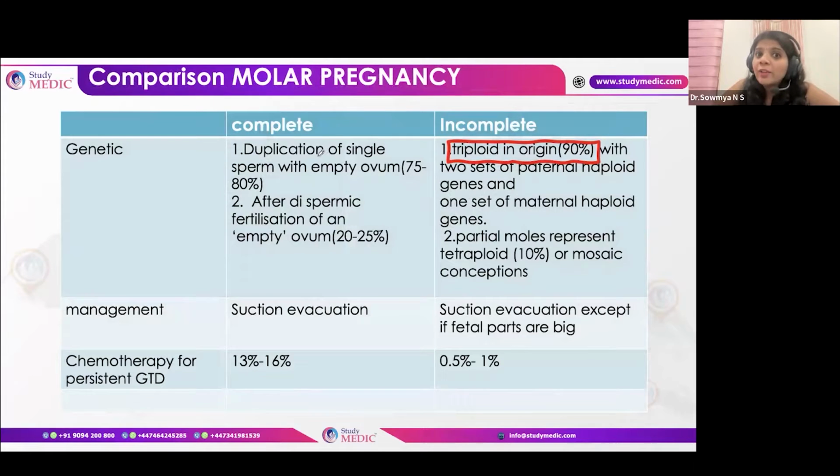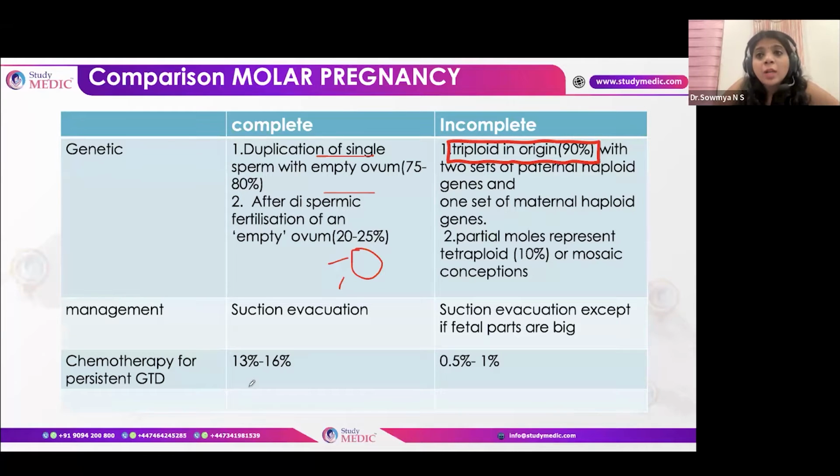Unlike the complete where it is single sperm, either it is a duplication of single sperm with empty ovum or dispermic fertilization of an empty ovum. Okay, so mostly the sperm multiplies and that becomes a complete mole, or two sperm fertilizing an empty ovum. Both of them, the management is only surgical suction evacuation. However, if incomplete, if the baby is little bigger because you cannot suck it, the fetal parts, you have to start out the process of labor and then do a suction evacuation.